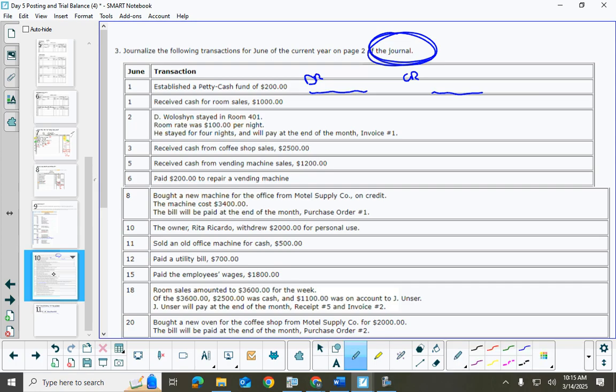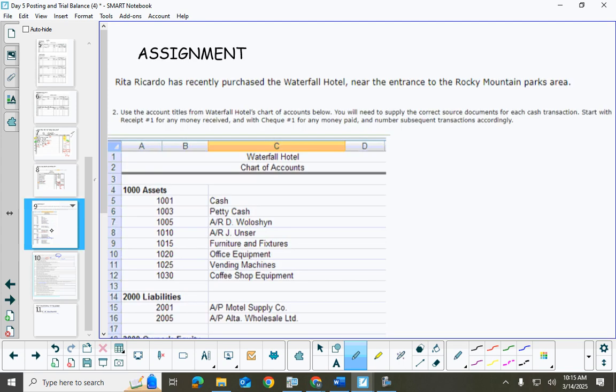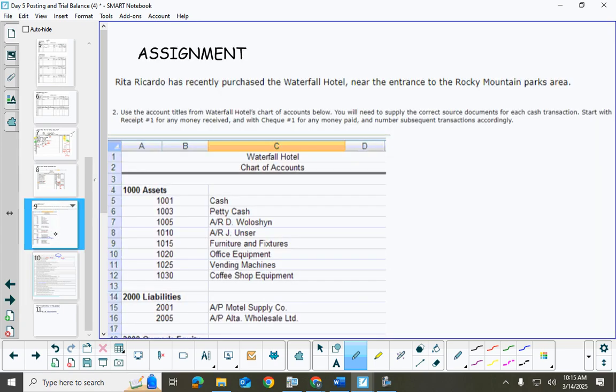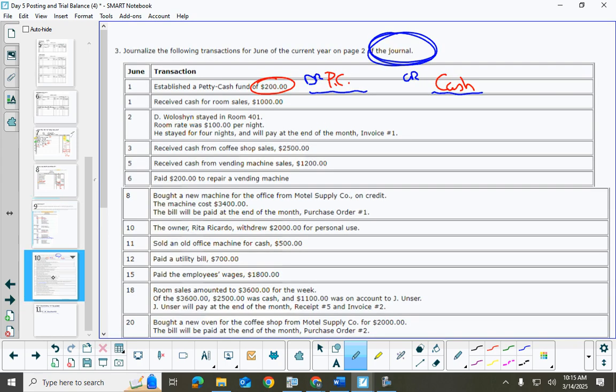You're establishing petty cash. So where does that $200 come from? What are you taking it from? Your cash. So is it called cash? Yes. Sometimes it's called cash, sometimes it's called checking account. This time it's called cash. So cash is going to get credited, and petty cash, which is right here, petty cash is 1,003. Petty cash is going to get debited.